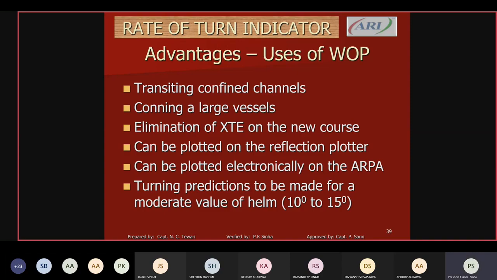So points of consideration or precautions when using a rate of turn. These are what you are seeing, the advantages of rate of turn indicator or wheel over point basically. What are the advantages? We talked about it yesterday. When we draw the wheel over line, then we find the wheel over point. What are the benefits? So write down advantages of wheel over point.